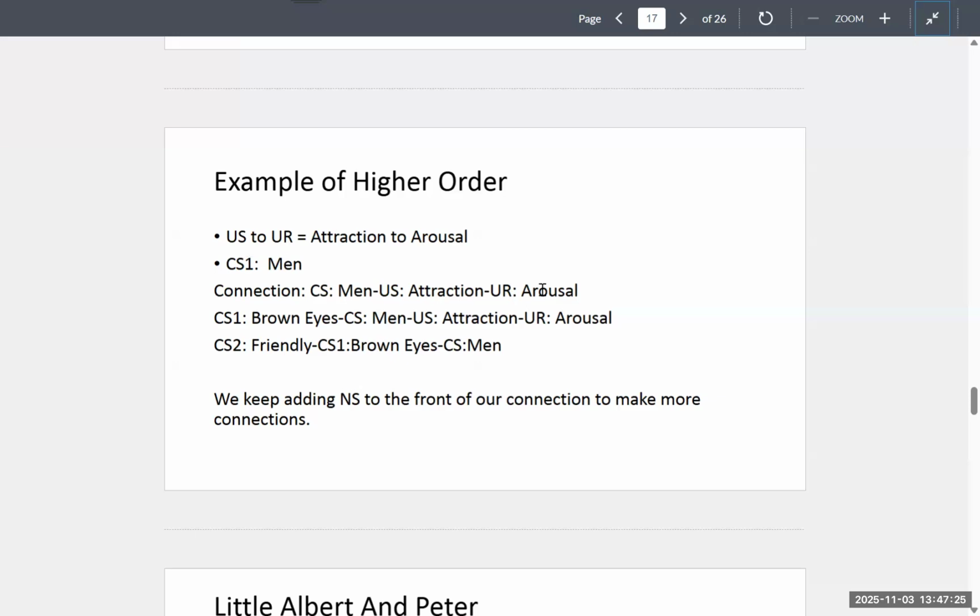Then you add that you like brown-eyed men. So now the brown eyes gets paired with the men attraction and arousal, and now brown eyes creates arousal. Then you add that the men are friendly or outgoing. So now outgoing, brown eyes, and men to attraction to arousal. Friendly, brown eyes, men, attraction, arousal. The friendly and outgoing makes you aroused. And we just keep adding these neutral stimuli to the front of our connections to make more and more connections.